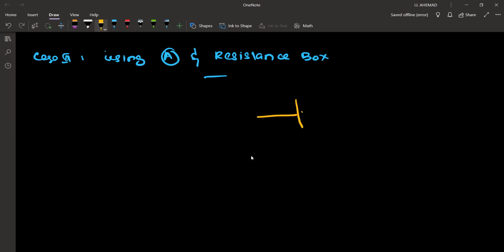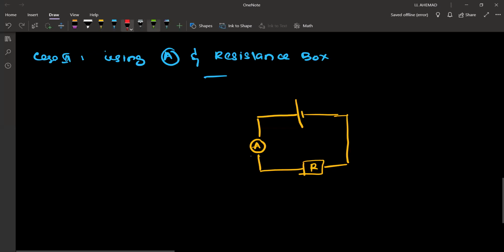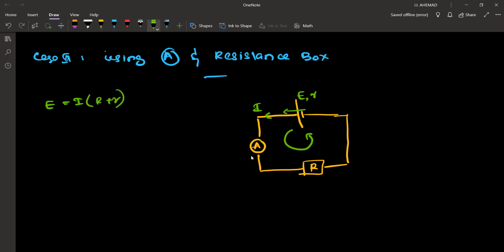So this is the circuit. Let the EMF of the battery be E and current I. Internal resistance is r. So if we write the equation for this circuit, the equation is going to be E is equal to I R plus I r.